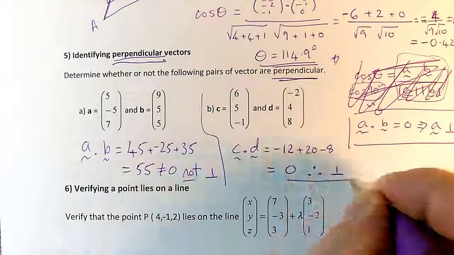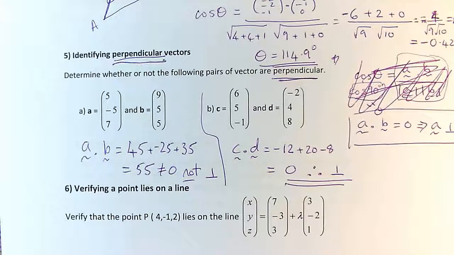So those are my answers. Show a convincing result of 0, and then you can say they're perpendicular. Isn't that fun?